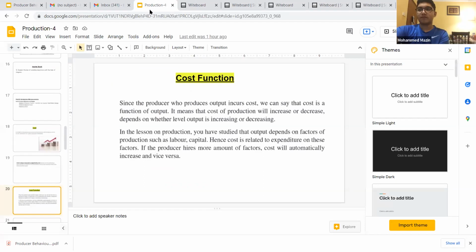So, what is the cost function here? Since the producer who produces output incurs cost, we can say that cost is a function of output. It means that the cost of production will increase or decrease depending on whether the level of output is increasing or decreasing. When the producer wants to increase the level of output, the cost of production will also increase, and vice versa.